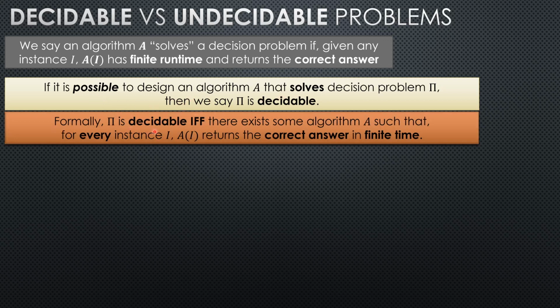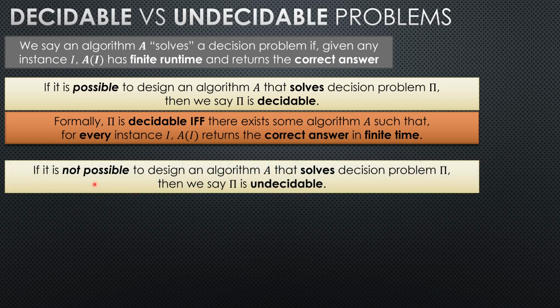So formally, pi is decidable if and only if there exists some hypothetical algorithm A, right? It exists, we don't necessarily know it, okay? It's decidable if and only if there exists an algorithm A such that for every possible input I, A of I returns the correct answer in finite time. So there must exist a single algorithm that solves every input in finite time.